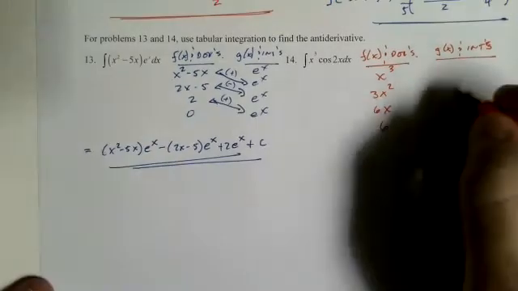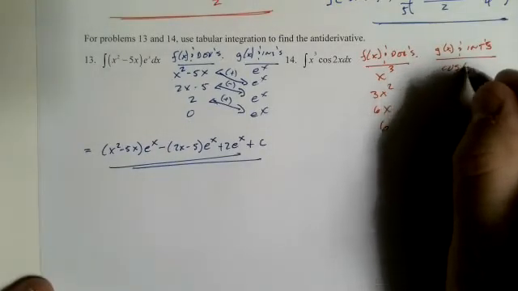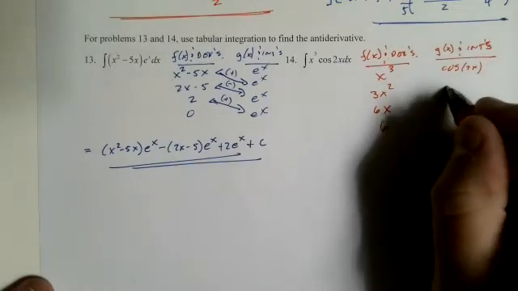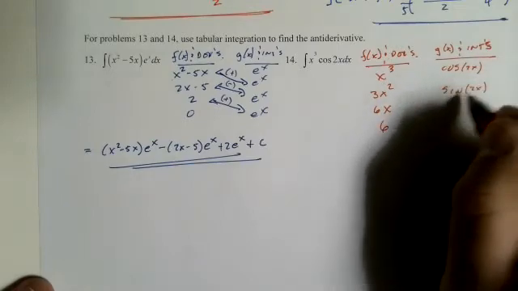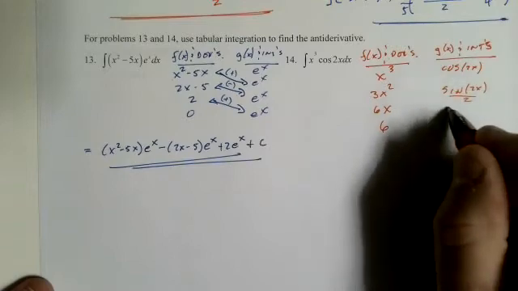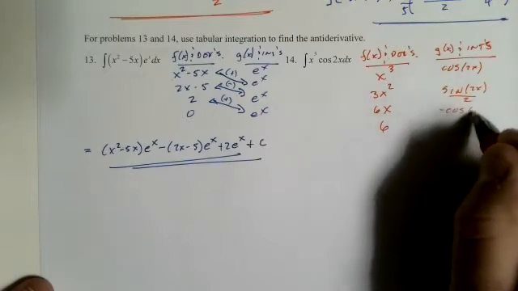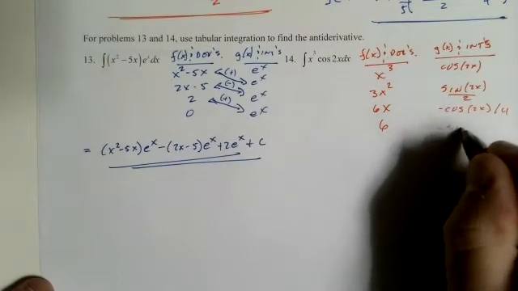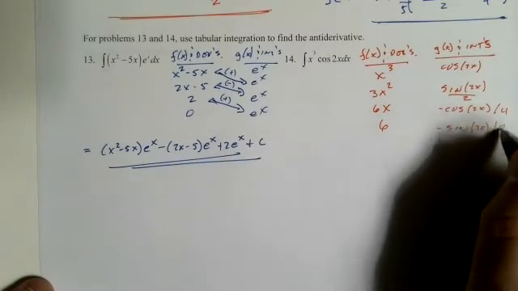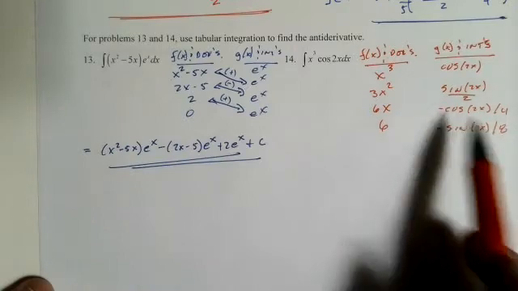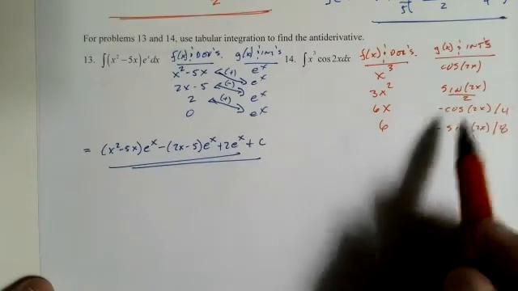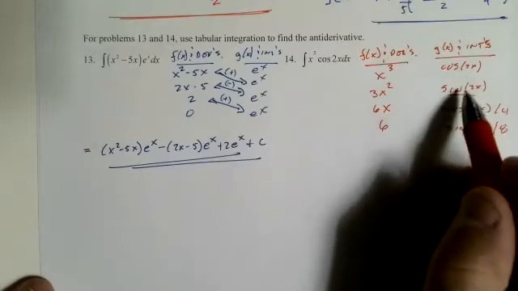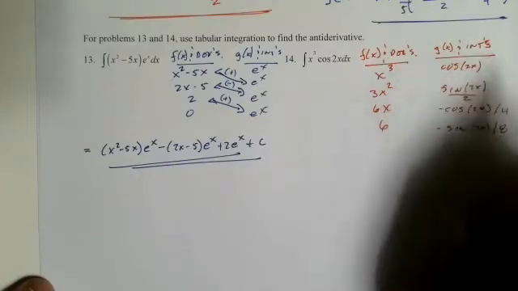g of x is cosine of 2x. So sine of 2x over 2, negative cosine of 2x over 4, and negative sine 2x over 8. Derivative sine is cosine times 2. Derivative cosine is negative sine 2. Derivative sine is cosine times 2. Yeah, it looks good.